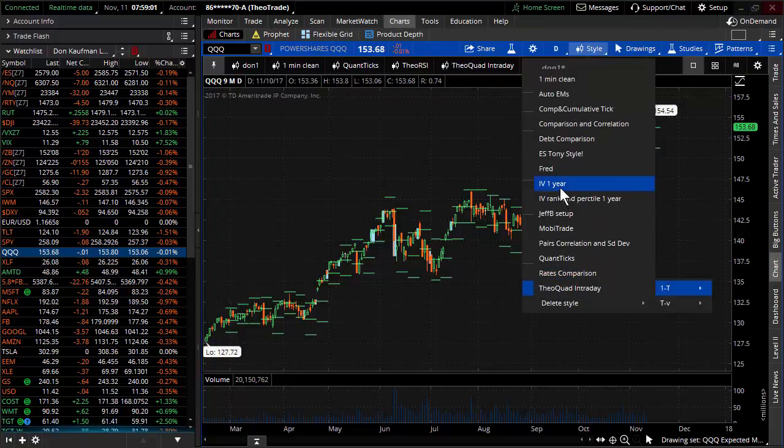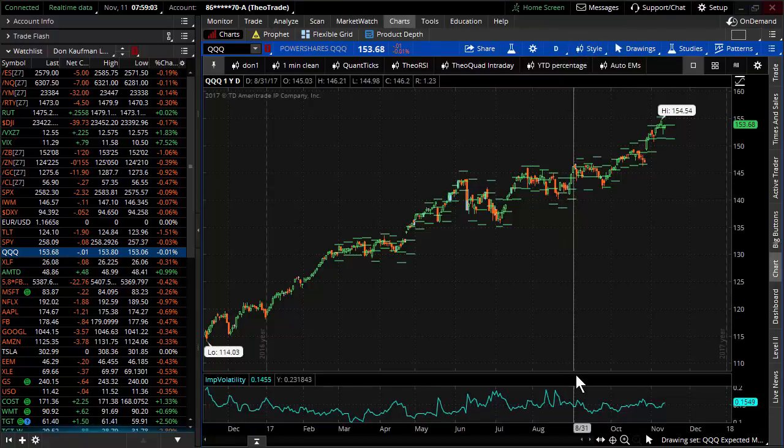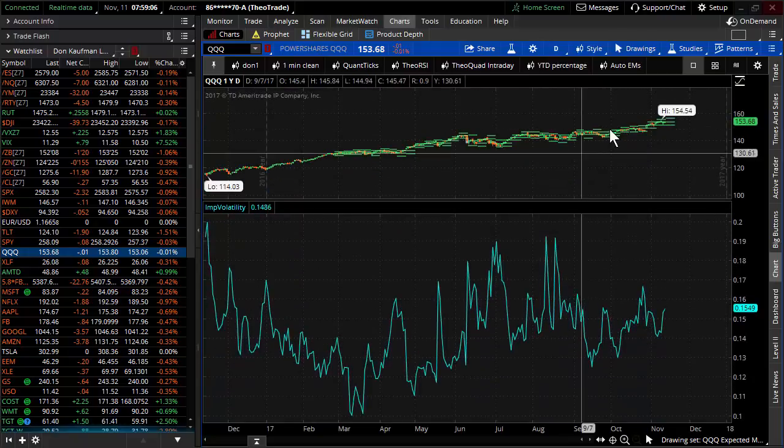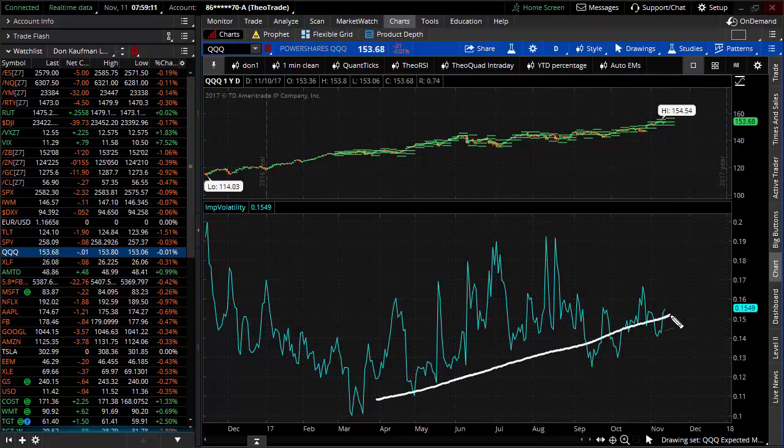And one of the styles I've got, I just have the implied volatility pulled up for the last year. So don't worry about expected moves, none of that. This is in the Qs. This is in the Nasdaq. So what I found interesting about this, there's this gradual increase of implied volatility. It's just in the backdrop, but the underlyings are going up.